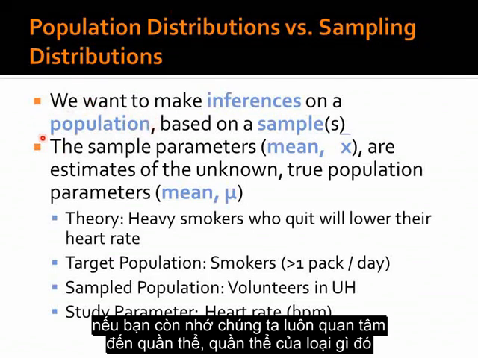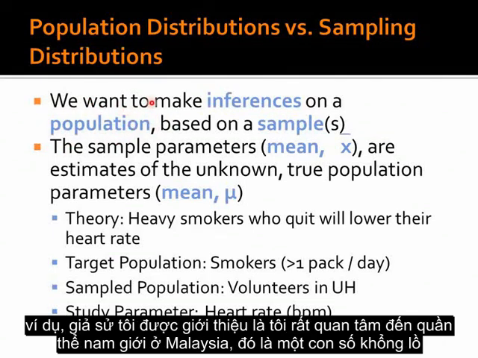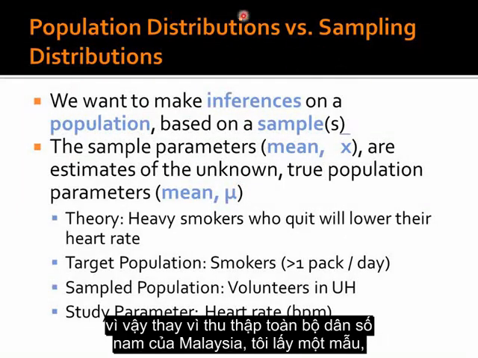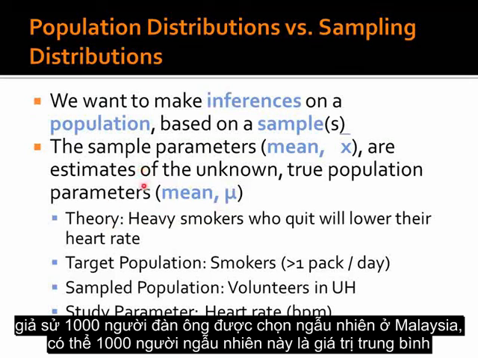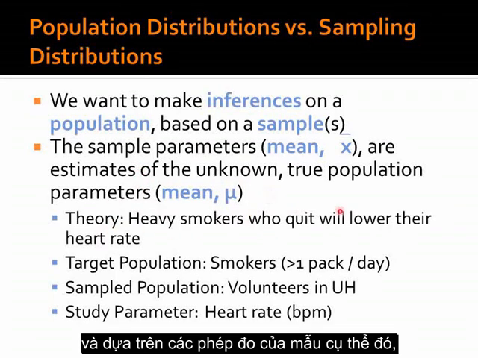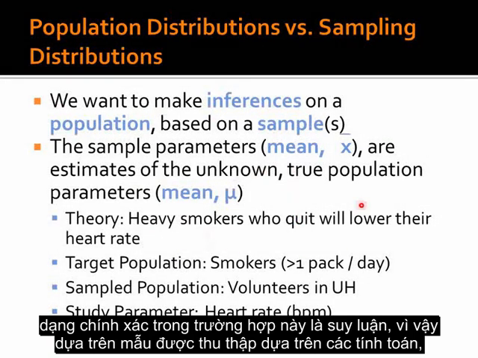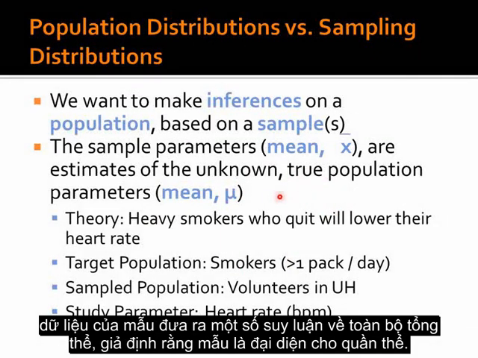If you remember, we're always interested in a population of some kind. For example, let's say I'm interested in the population of men in Malaysia. Now that's a huge number of people. If I wanted to collect data about this particular population, it would be impractical. So instead, of collecting data on the entire population of men in Malaysia, I pick a sample. Let's say 1,000 randomly selected men in Malaysia, maybe 1,000 randomly selected men in KL, right? Based on measurements of that particular sample, I make some conclusions or assumptions about the population as a whole. The correct term in this case is inference. So based on the calculations and data about the sample, I make inferences about the population as a whole, assuming that the sample is representative of the population.